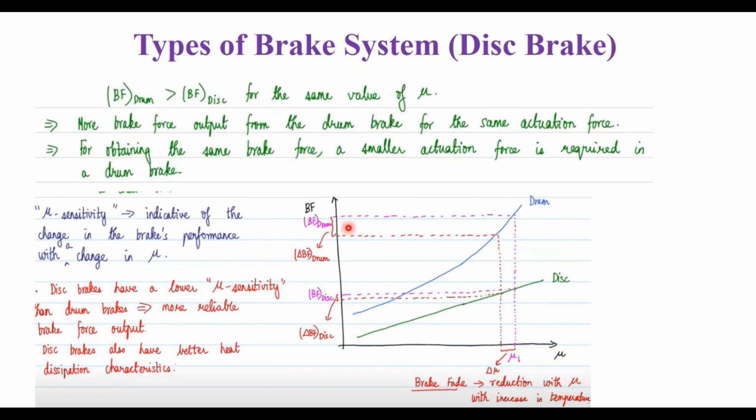On the other hand, the disc brake is much better with respect to friction sensitivity. When the friction is lowered, you will have better reliability of the brake force output in the case of the disc brake than the drum brake, and the disc brake also has better heat dissipation characteristics.